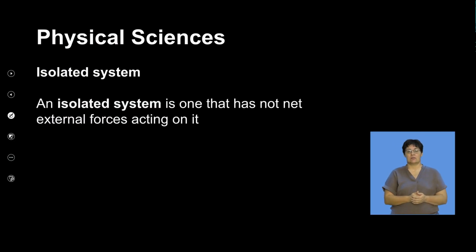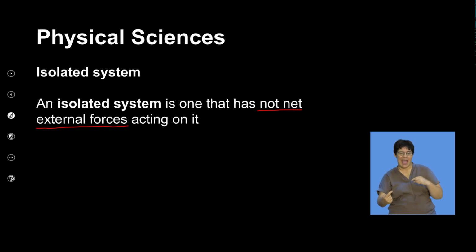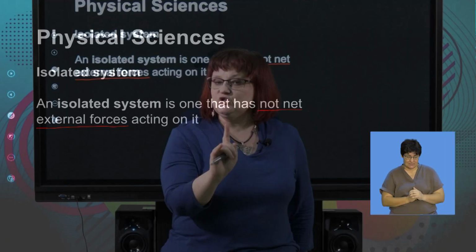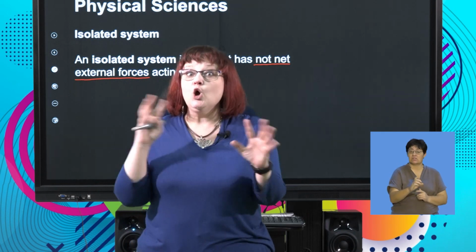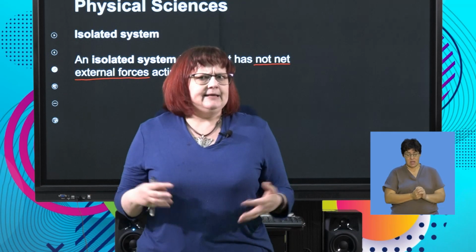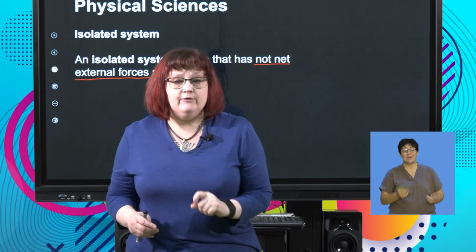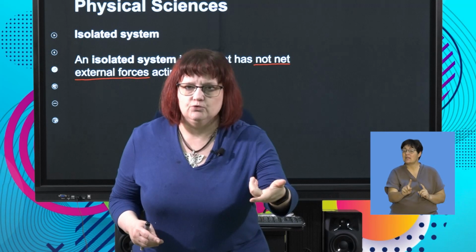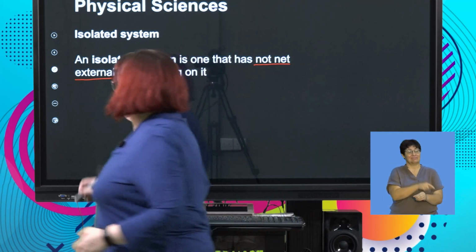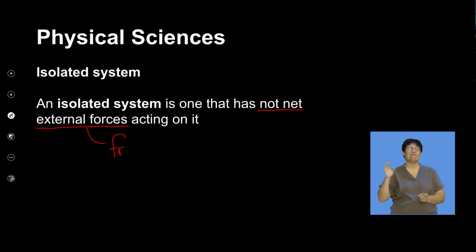By an isolated system, this is now the important definition, it's one that has no net external forces acting on it. Now, I haven't just said net force. We know what a net force is. It means that an object will change its motion. When objects collide or explode from each other, they're definitely going to change their motion. But I've been specific here and said external forces. What I'm talking about here are forces like friction. Friction's an external force.